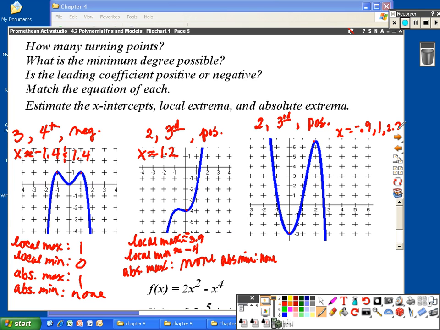Local max at about 6.9. Local min at -3. Absolute max, none. Absolute min, none.